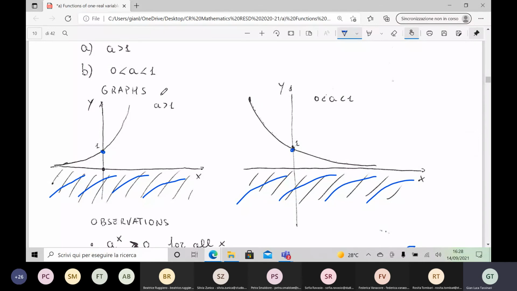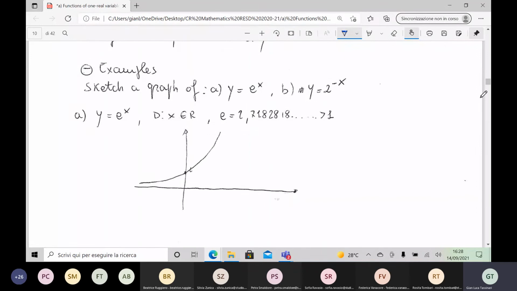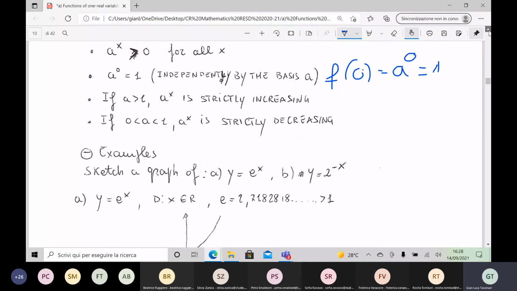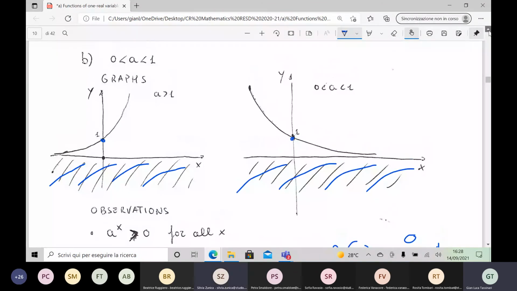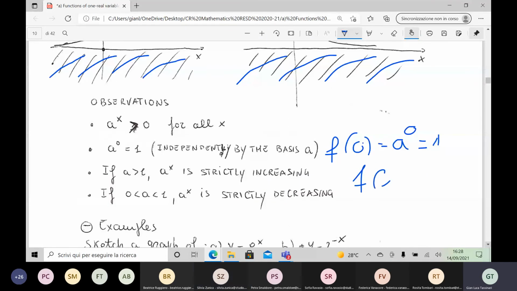Now, look instead at this one. You see that when the basis is greater than 1, the exponential function is increasing. In particular, it is strictly increasing. Why, guys? Think with me. Consider a numerical example, which is a case of a basis greater than 1. Let me write here. f of x equal to 2 to the power x.